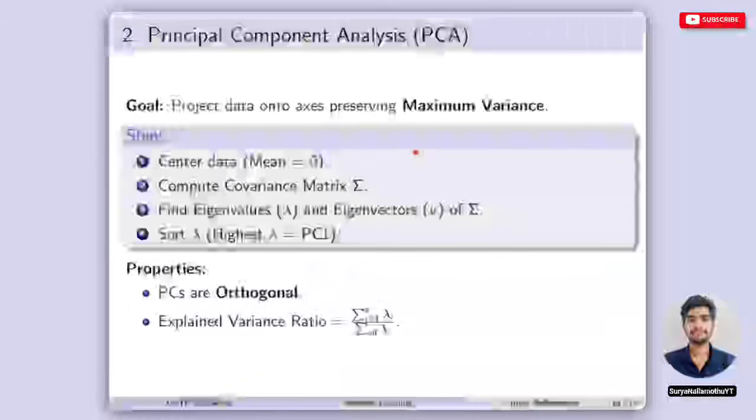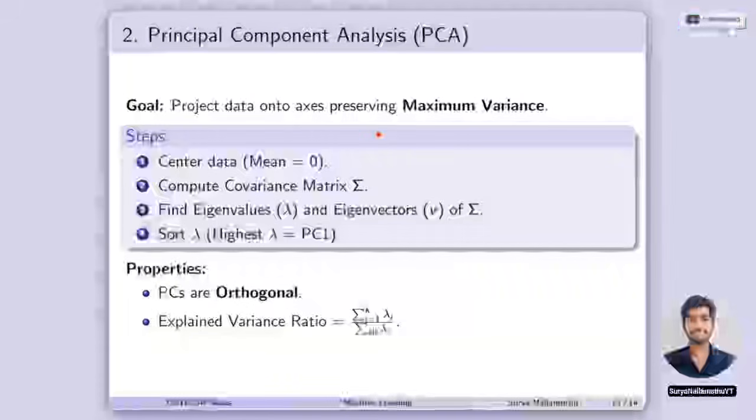Next, principal component analysis. There is a chance to get a question on this. The goal of principal component analysis is preserving the maximum variance. We project the data onto the axis preserving maximum variance. It means we need to project the data on the axis by preserving the maximum variance.